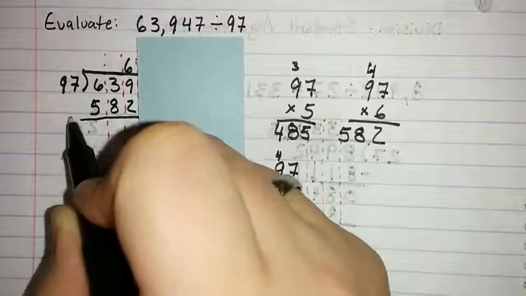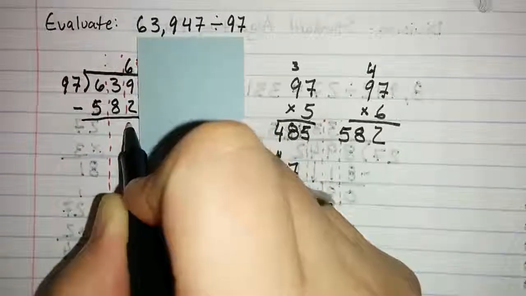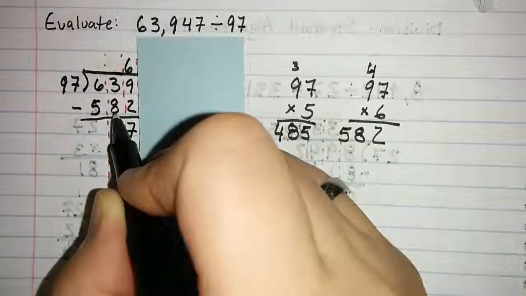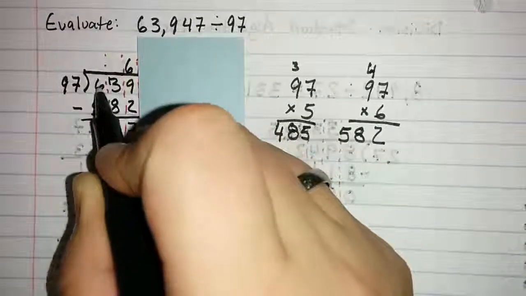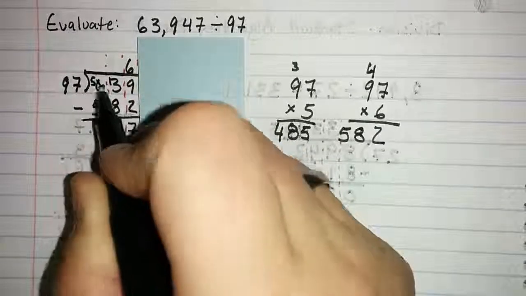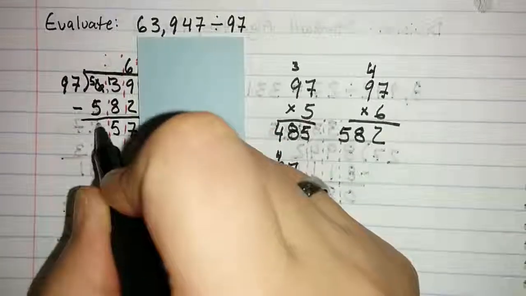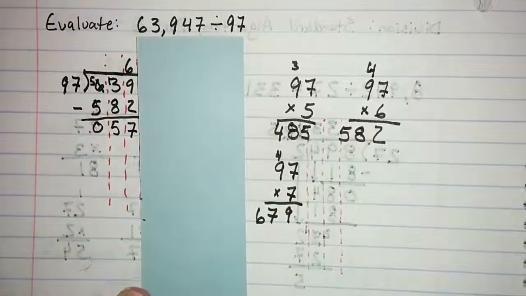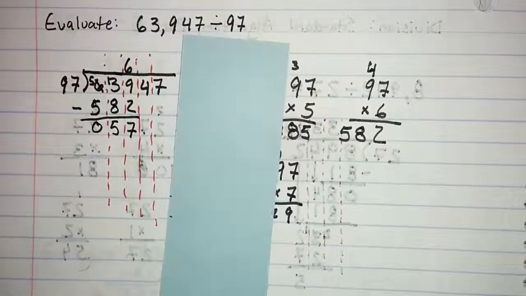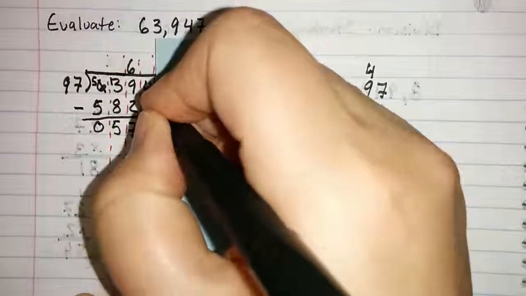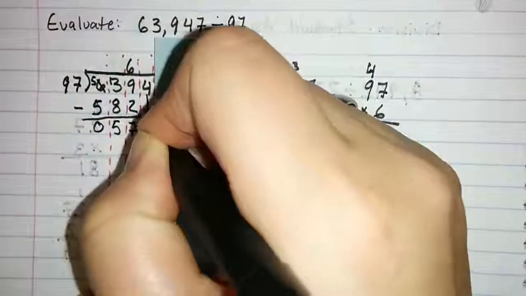Now I need to subtract. 9 minus 2 is 7. 3 minus 8, I can't do it. I've got to borrow. 13 minus 8 is 5. 5 minus 5 is 0. All right. Now I uncover the next place. I bring down the 4.